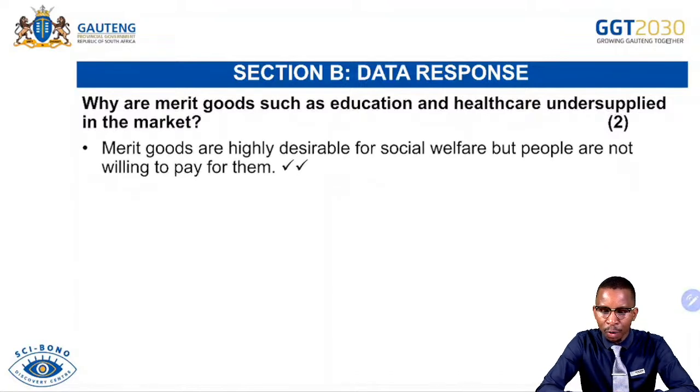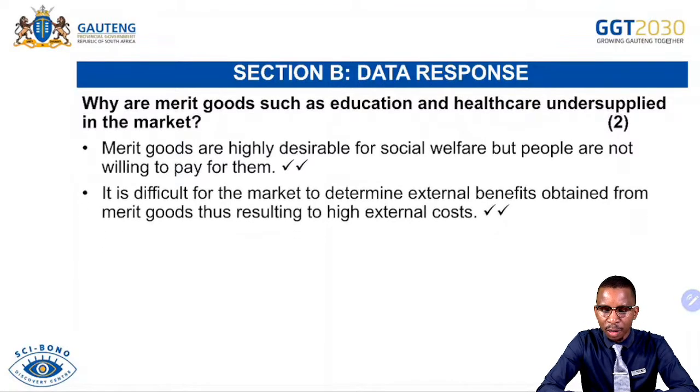Merit goods are highly desirable for social welfare, but people are not willing to pay for them. It is difficult for the market to determine the external benefit obtained from merit goods, thus resulting in high external cost.